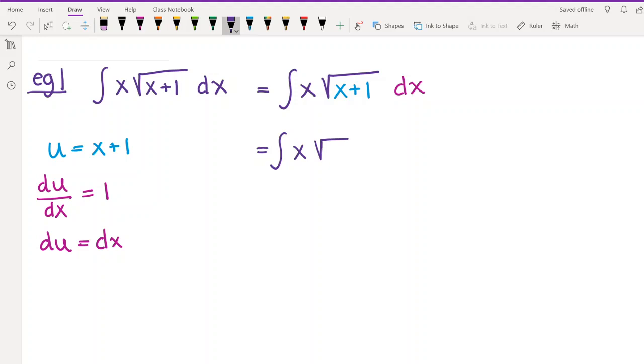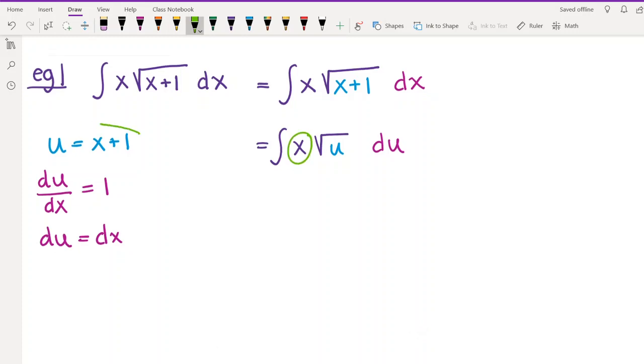So we now have x times the square root of u times du. So we still have this x. How are we going to get rid of this x? Well, basically, think about this. You want to think of this substitution not just as a one-time thing. Oh, this is just the substitution I'm making.